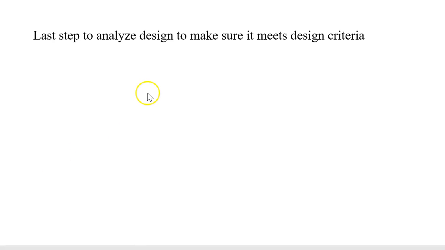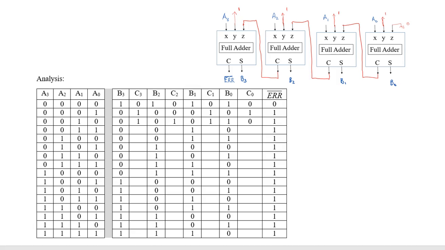However, we should also analyze our design to make sure it meets the design constraints. So for our design analysis, we can just go through and add to our truth table what each of these carries would be and what each of our sums would be at each of the binary stages. And again, just to show for our first row here, if A0 was a 0, then our B0 would be 1 plus 0. So that would be a 1.